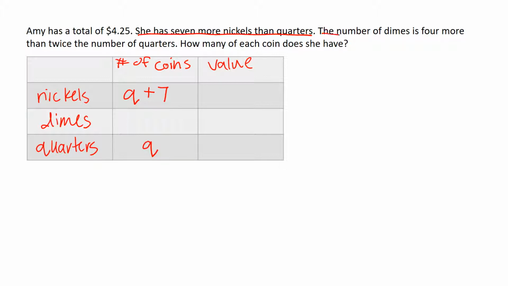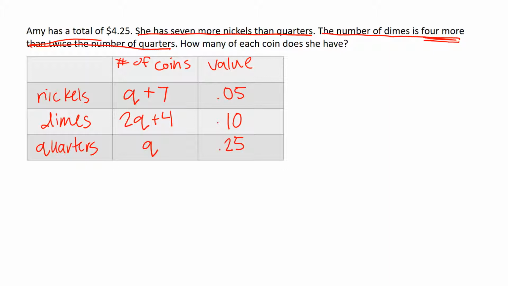Okay, so now the number of dimes is 4 more than twice the number of quarters. So twice the number of quarters, that means 2Q, and then it's 4 more than that. So it's 2Q plus 4. Okay, and then the value of our coins. Nickels are 5 cents. Dimes are 10 cents. Quarters are 25 cents.